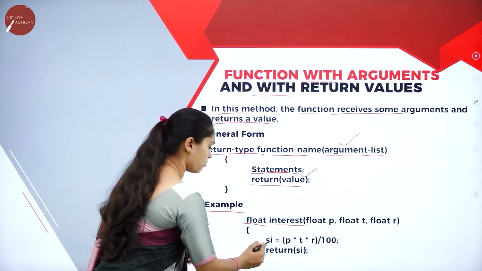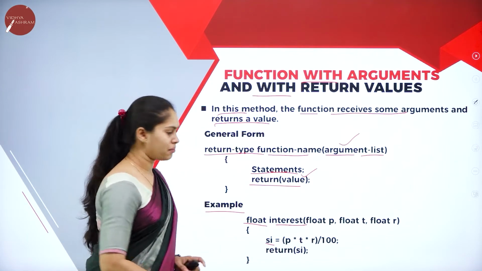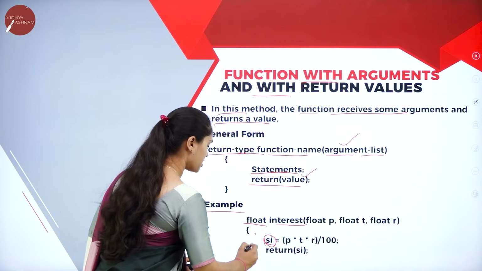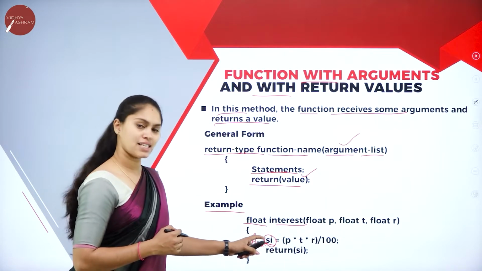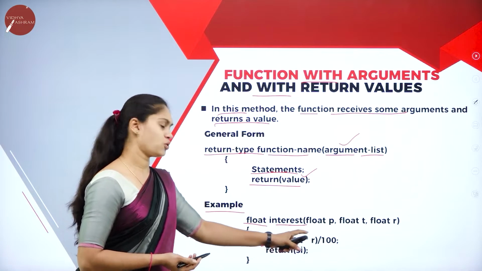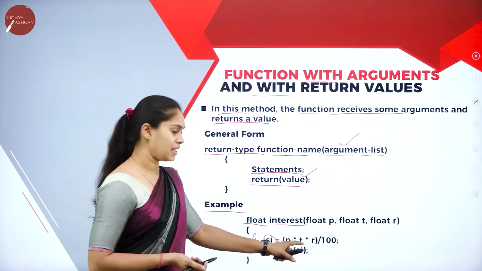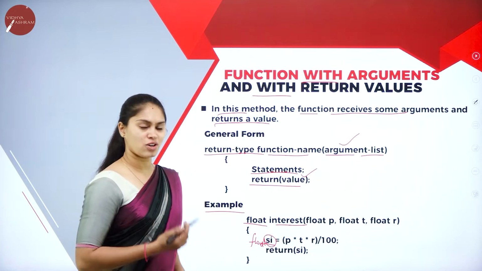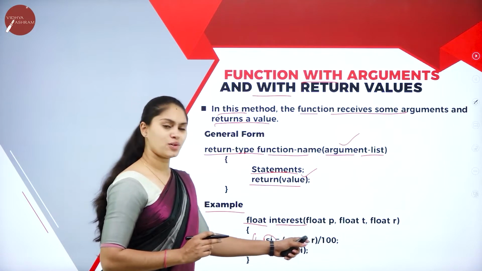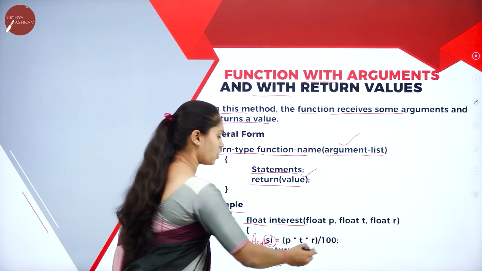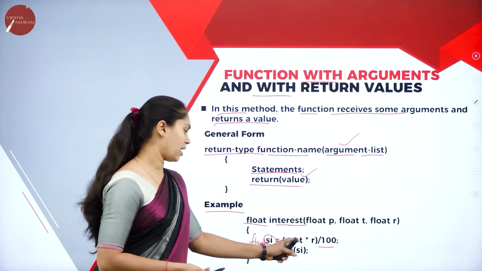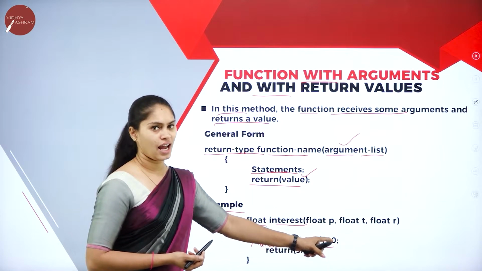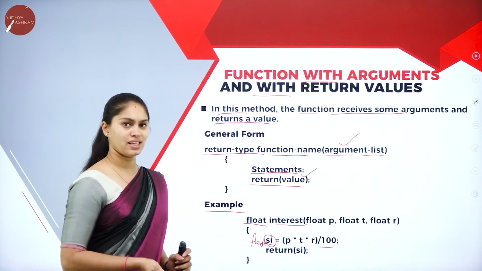Then what is the variable I am taking? Here I am taking a variable called SI, which is of the data type float. Why am I taking this SI variable? In order to store the content of the simple interest. What is the formula to find simple interest? P into T into R over 100. So whatever values we have for P, T, R will be multiplied and divided by 100. That value will be stored in this SI.